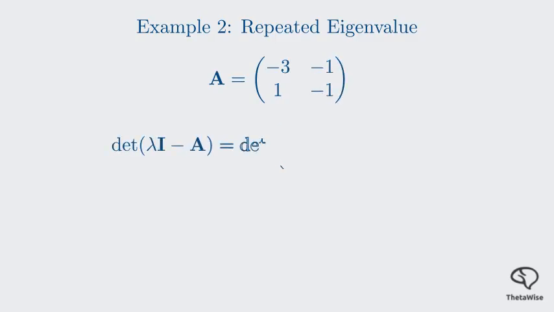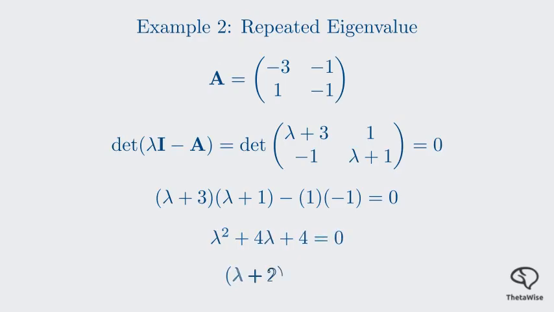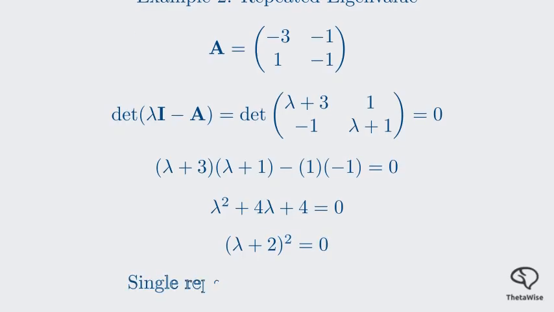Eigenvalues can come in different forms. Let's look at a case where the characteristic equation has a single repeated root. Consider the matrix A equals -3, -1, 1, -1. First, we set up and solve the characteristic equation, det of lambda I minus A equals 0. Calculating the determinant gives us lambda plus 3 times lambda plus 1 minus -1, which equals 0. Expanding and simplifying, we get lambda squared plus 4 lambda plus 4 equals 0. We can recognize this as a perfect square. Lambda plus 2 squared equals 0. This equation has only one distinct solution. Lambda equals -2. We say that -2 is an eigenvalue with an algebraic multiplicity of 2.